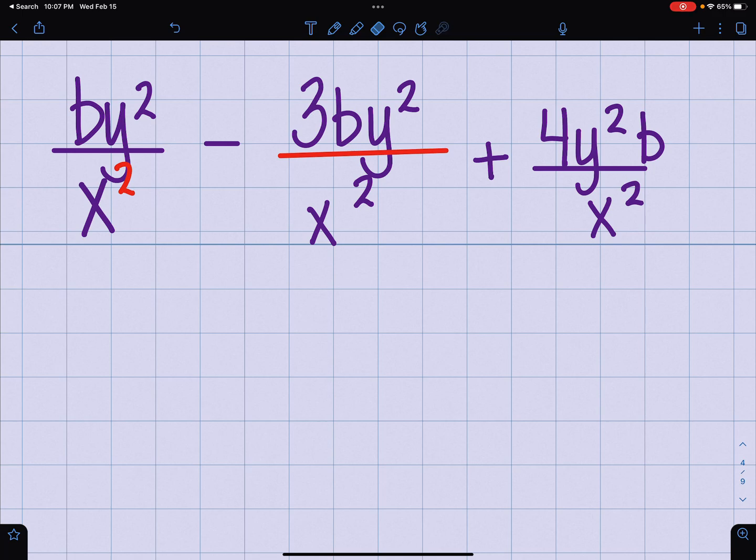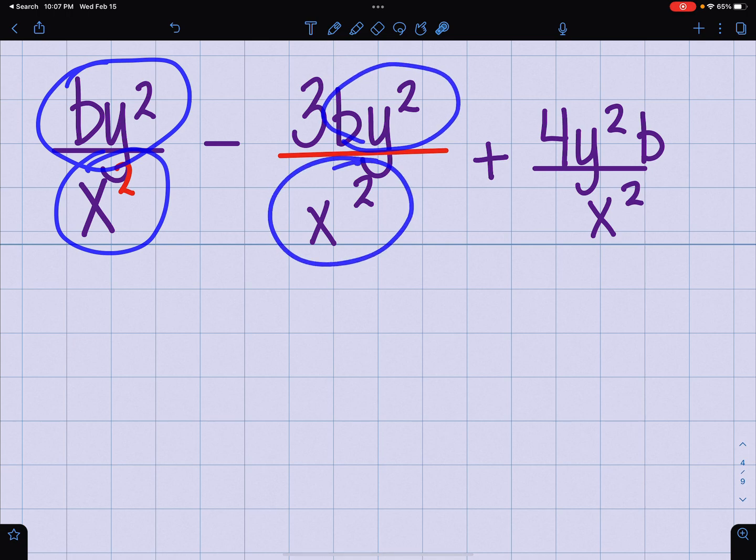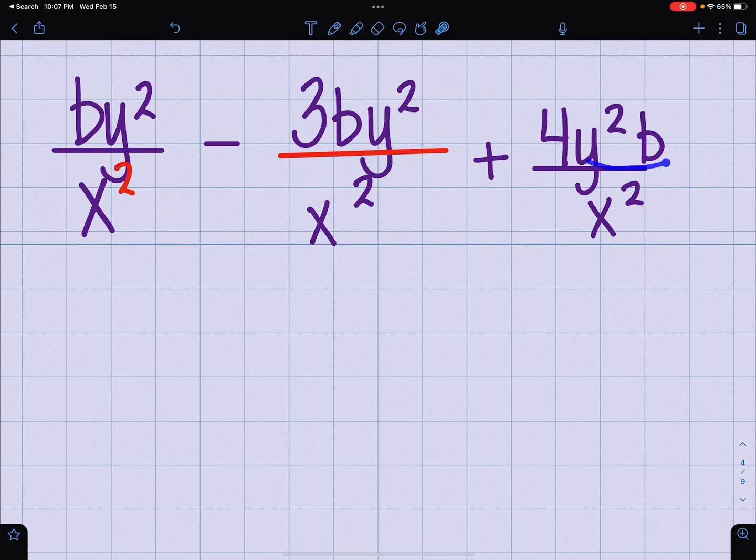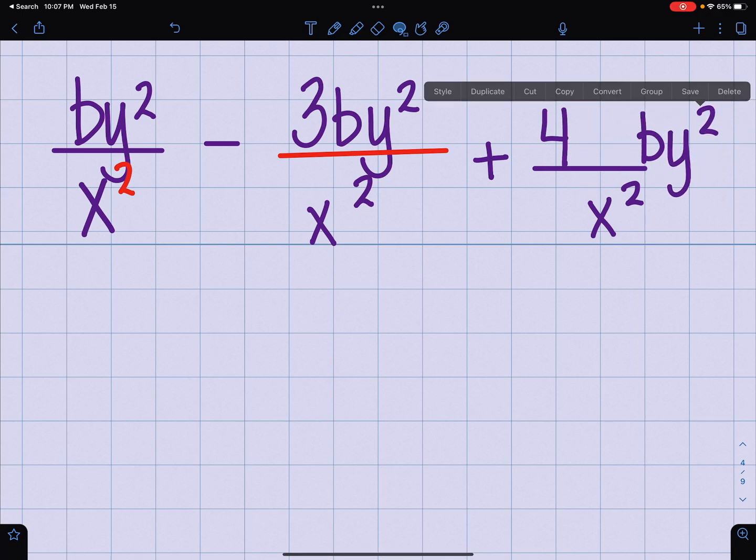Check it out. You've got a b y squared over x squared. You've got a y squared b over x squared. Does that matter? No, it doesn't matter. It's still b y squared, right? Because it doesn't matter if you do 3 times 1 or 1 times 3. That's a property of multiplication, right?